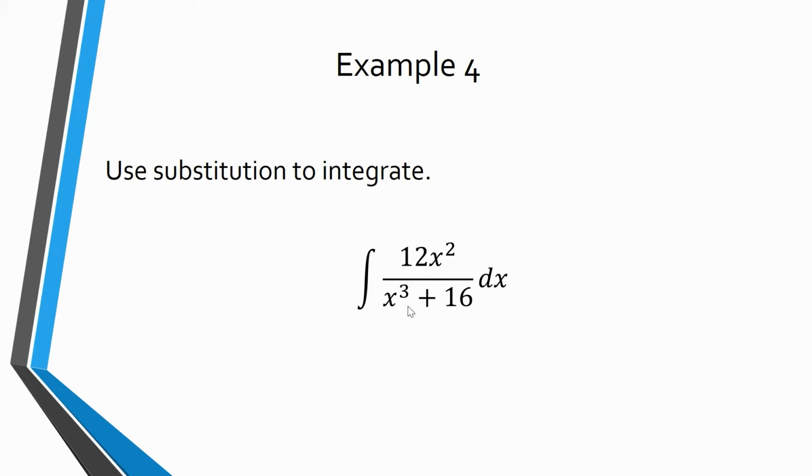The other way I can think of it is that even though this x to the third plus 16 is in the denominator, I could have rewritten this problem and put the x to the third plus 16 as being multiplied times 12x squared, but having the x to the third plus 16 being raised to the -1 power. Let me show you that.